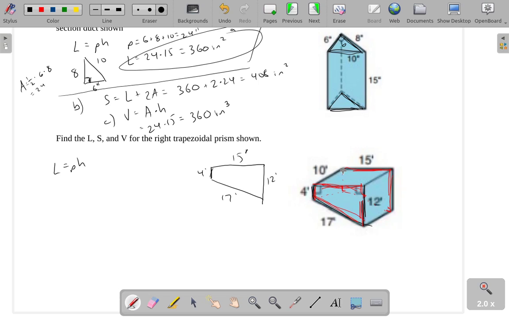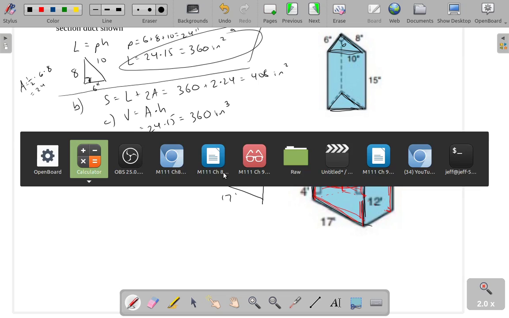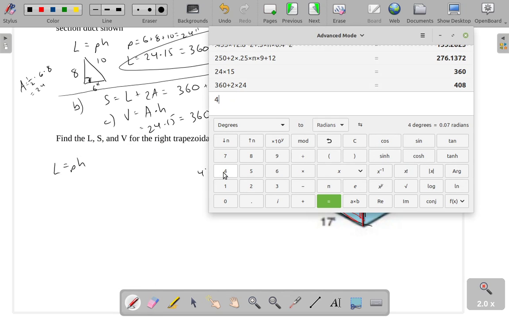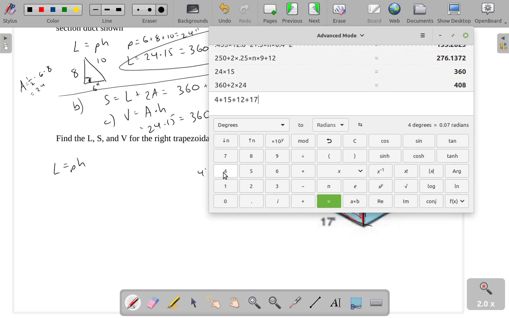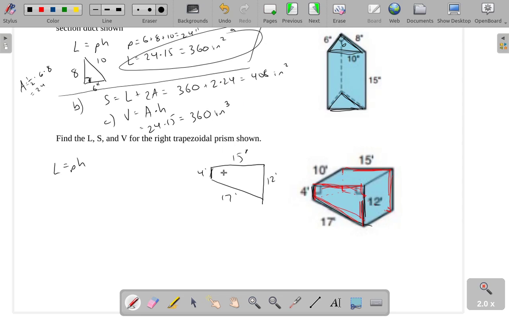Alright, so let's see, we're trying to find the perimeter of this guy, so it's just going to be the sum of those. Let's add those together. 4 plus 15 plus 12 plus 17 gives me 48. This would just be a number of feet. So I'm making a note here, P is 48.